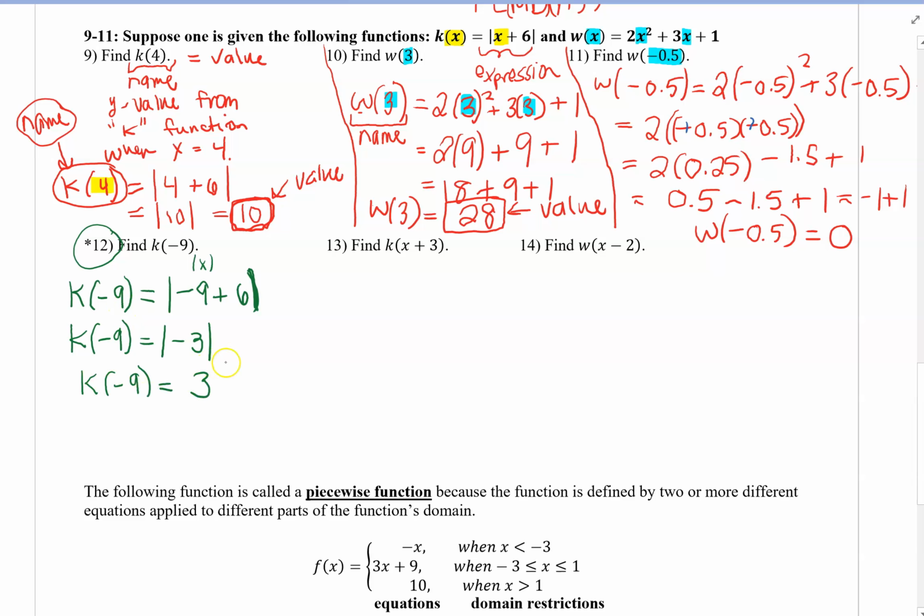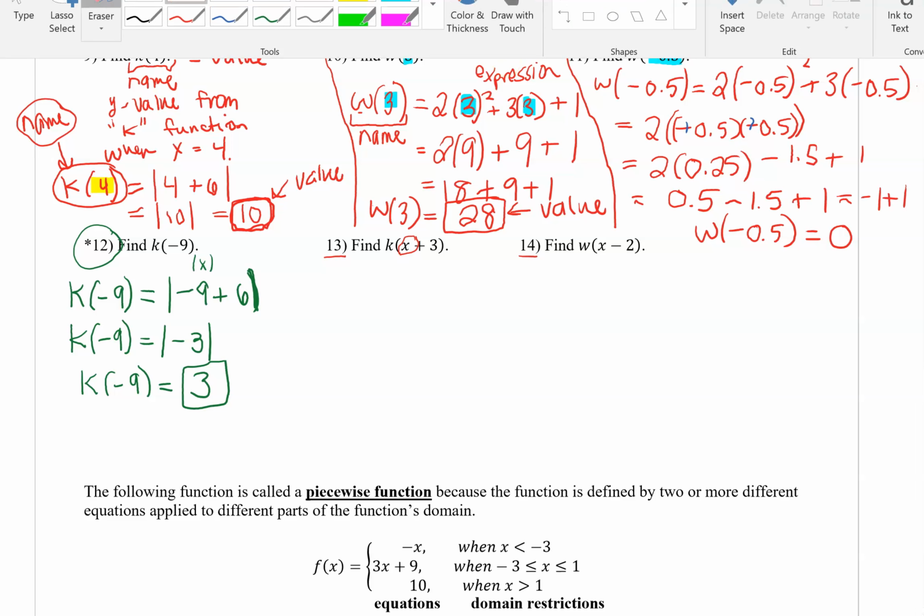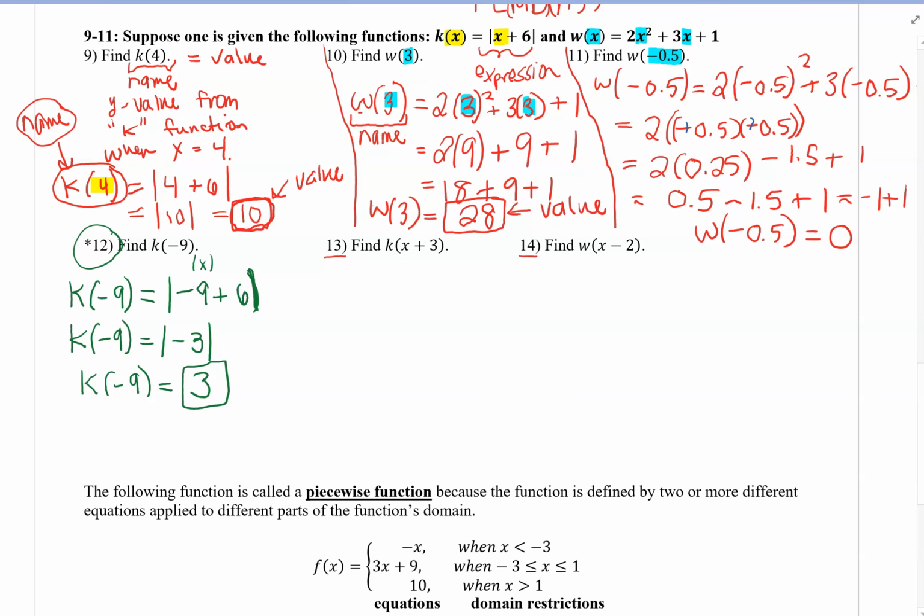Okay, now in numbers 13 and 14, this can really sometimes throw students off because now we see not only a number in our input, but also another x. So we have an x in our input, and then also an x in our expression that we're supposed to be plugging that into. And so what I want you to think of is when you see what we call a binomial.